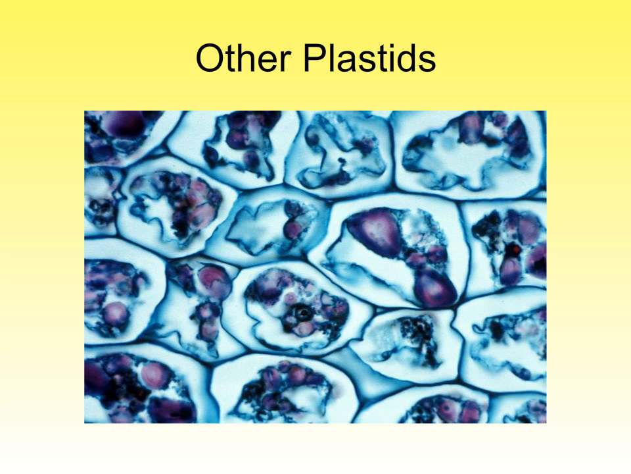And there are plastids other than chloroplasts in plant cells. These cells are from a potato and contain amyloplasts, which store starch. The cells have been stained with iodine so that the starch can be better visualized.